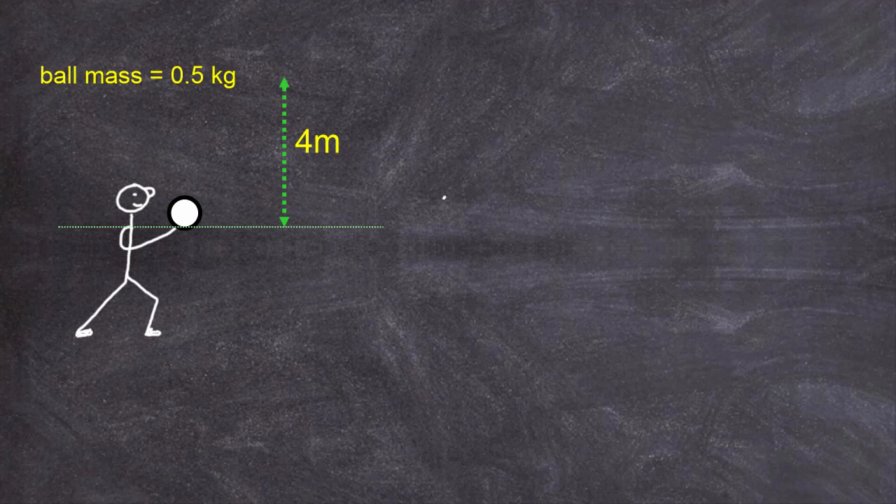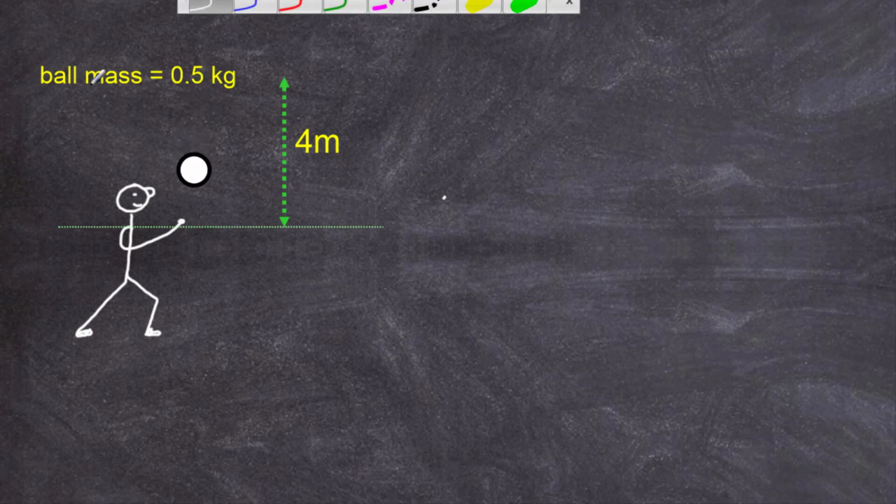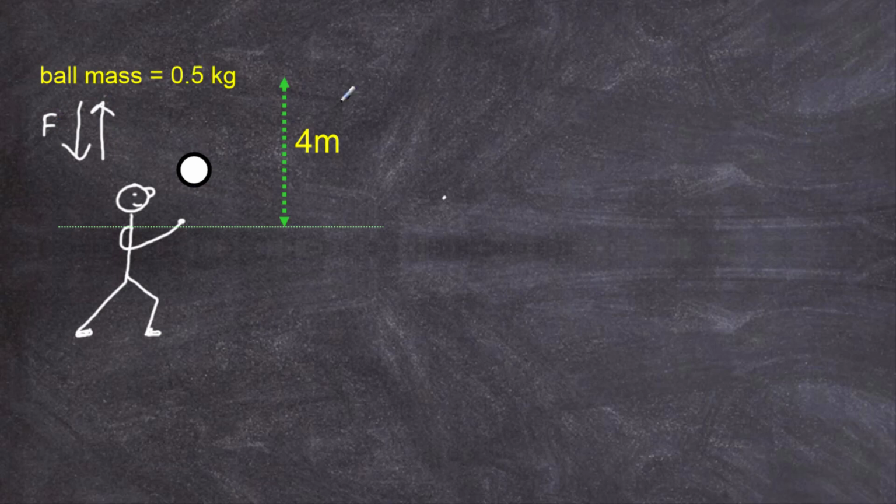Okay, let's calculate the gravitational potential energy a ball gains as it reaches a height of 4 meters. The mass of the ball is 0.5 kilograms. So the ball is thrown up, it leaves the hand with a high velocity, but as it gets higher and higher, the velocity decreases until it gets to 0. So all the kinetic energy at the initial point of the throw has been transferred into gravitational potential energy. And that happens because the force of gravity, which is always acting down the way, is acting against the displacement, which is up the way.